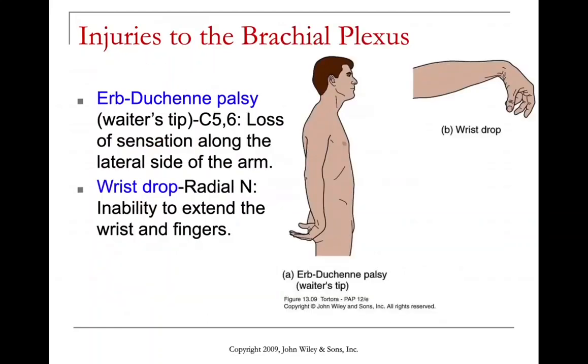Some injuries to the brachial plexus. So Erb-Duchenne palsy or waiter's tip, this involves C5 and 6. You have loss of sensation along the lateral side of the arm. So with wrist drop, this is a radial nerve injury. You have the inability to extend the wrist and fingers.